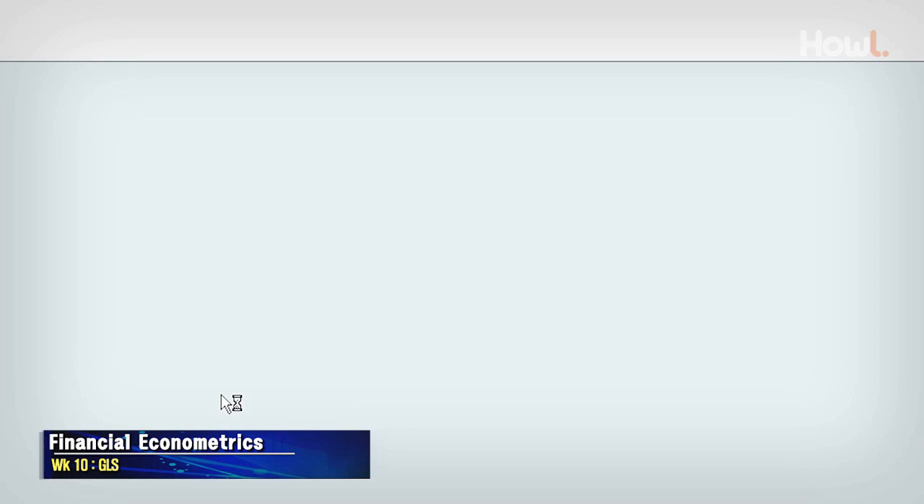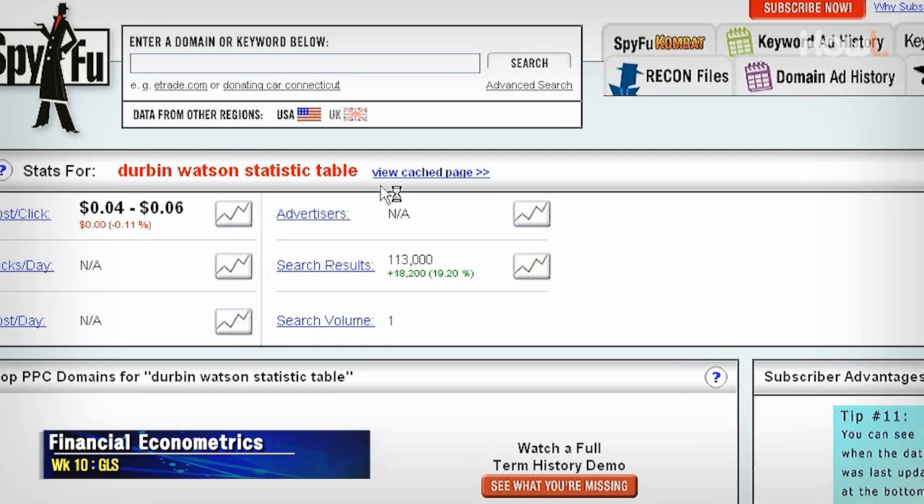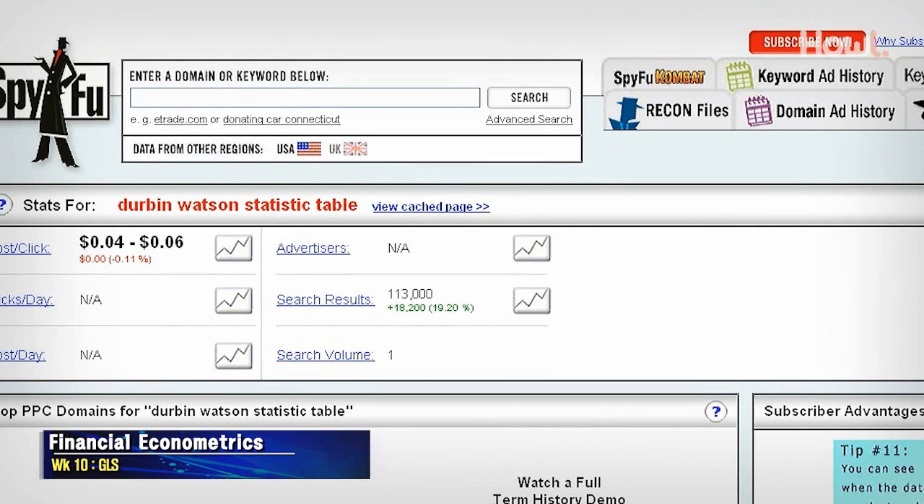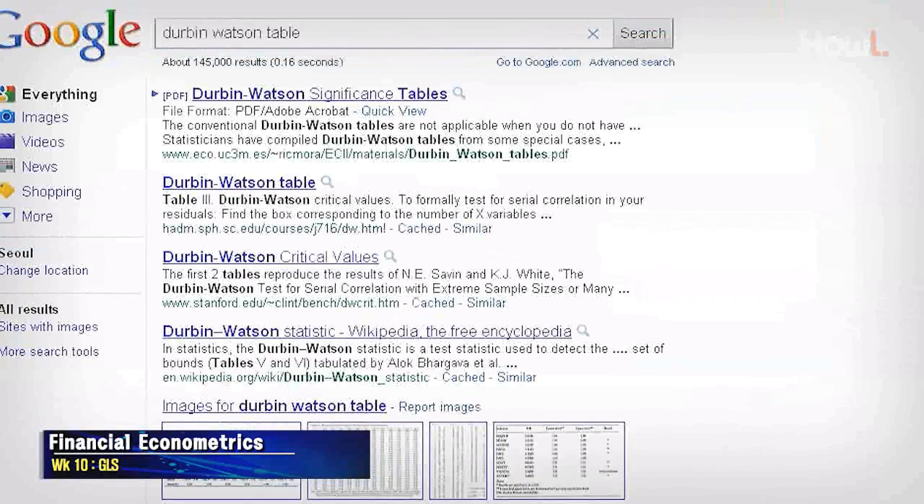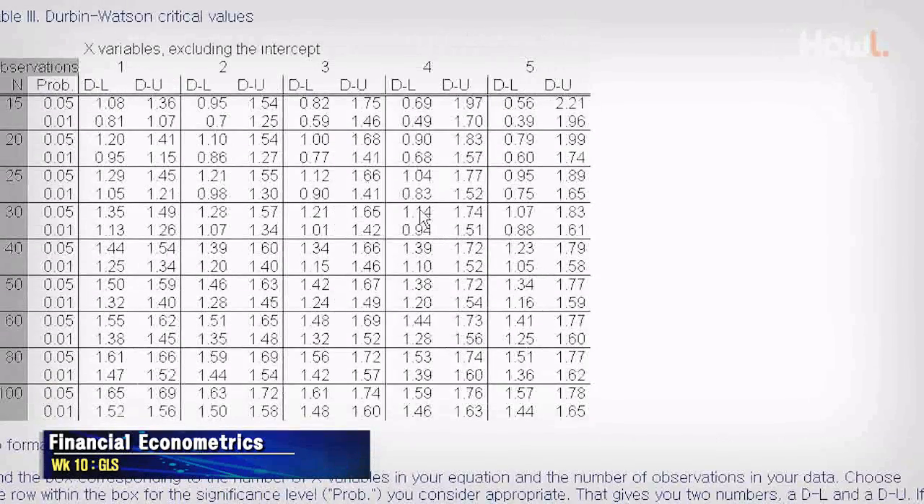Okay, and then in R, we can use this. There is a Durbin-Watson statistic table. This is n, the number of data. I presume that you have data greater than maybe 100. So it is the number of data, and the Durbin-Watson lower limit and upper limit.